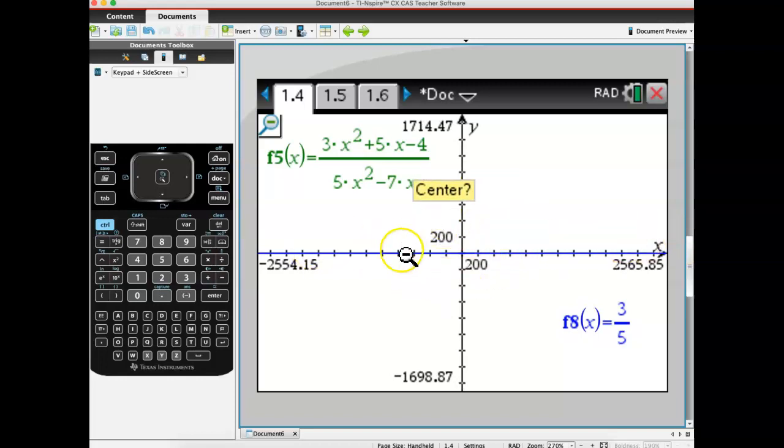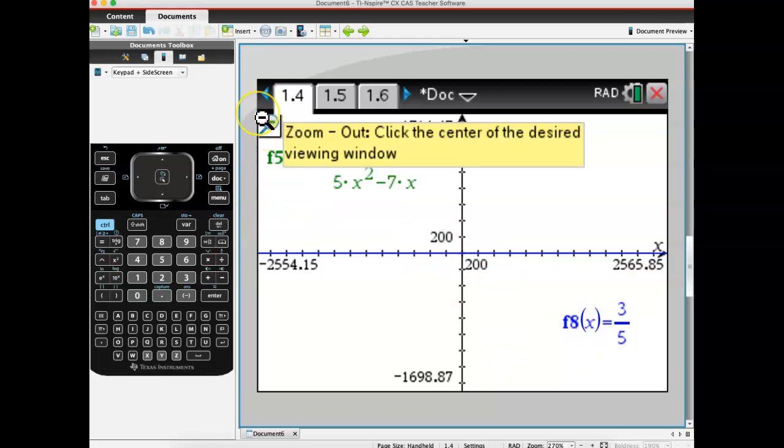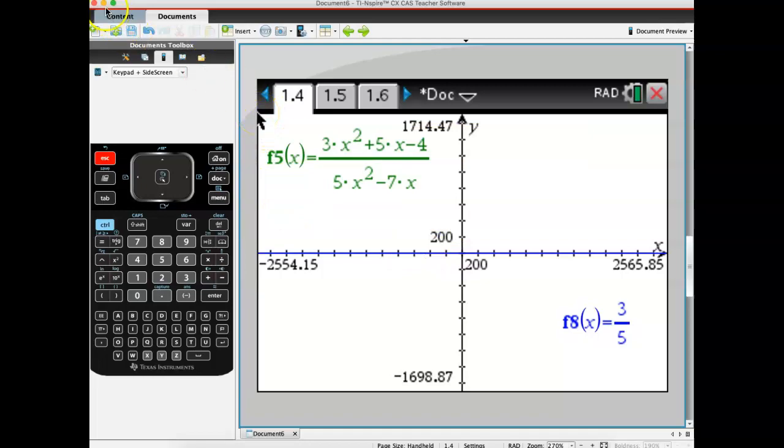My window is so big that I can't see what's happening in the middle, but I can totally see what's happening at the end behaviors, and they are modeling that equation y equals 3/5, okay? That's what an end behavior model is.